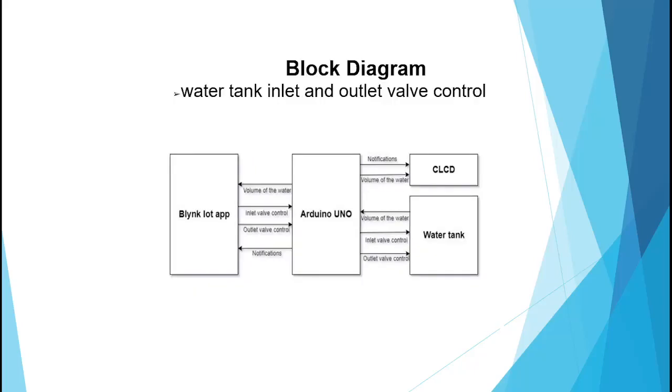Next, water tank inlet and outlet valve control. Read the value of the water in the tank through serial communication and display it on the CLCD. Control the volume of water in the water tank by controlling the inlet and outlet valves. By sending commands through serial communication, display the volume of water on the CLCD.